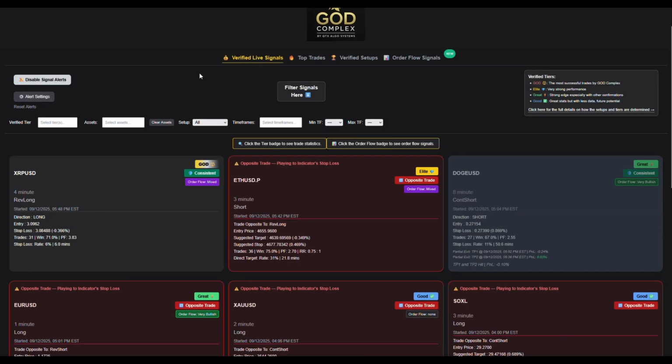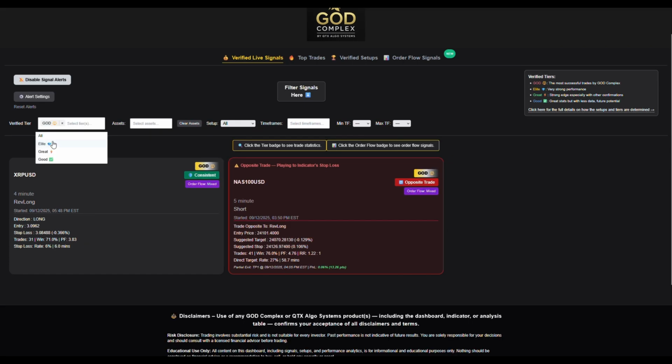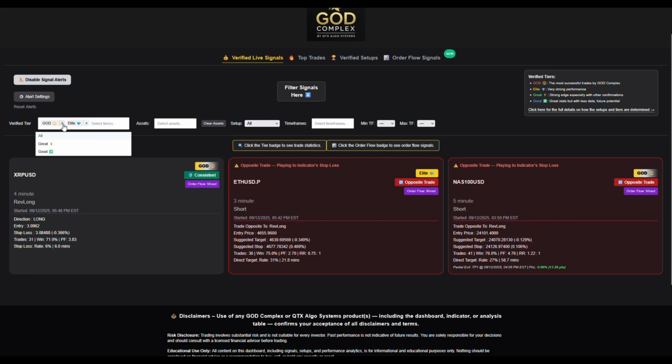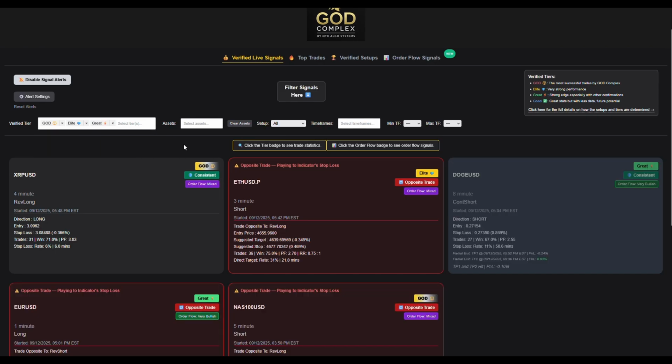So this is the main part of the dashboard. As you see, there's a bunch of different signals, lots of different badges. So we're going to go through all of them. First thing I like to do is select the tier. I'll generally only trade with God and Elite tier, but now that we have added order flow into the mix, I'm also taking great trades if and only if order flow lines up with it, as well as my other trading strategies such as confluent levels and some of the other indicators we have created.